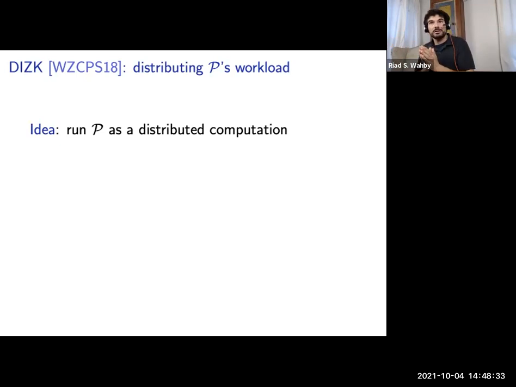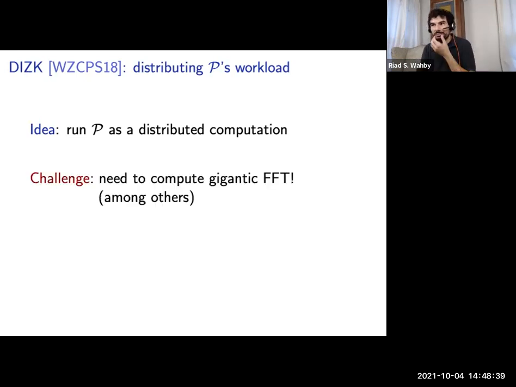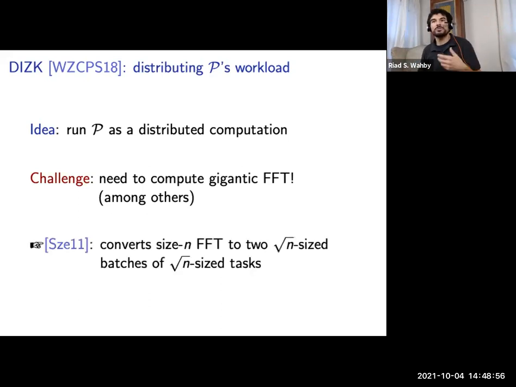Okay, that sounds straightforward, but it's much easier said than done. There's a lot of really nice problems to solve in this. But the most immediate technical challenge that DIZK, this Wu et al. paper from USENIX Security 18, really had to overcome was, how do we do these huge FFTs distributed across many machines? And it turns out that Zay looked at a similar problem in 2011 in the context of terabit integer multiplications. He showed that you can express an enormous FFT, let's say of size N, as a MapReduce problem where there's batches of square root N problems of size square root N each.